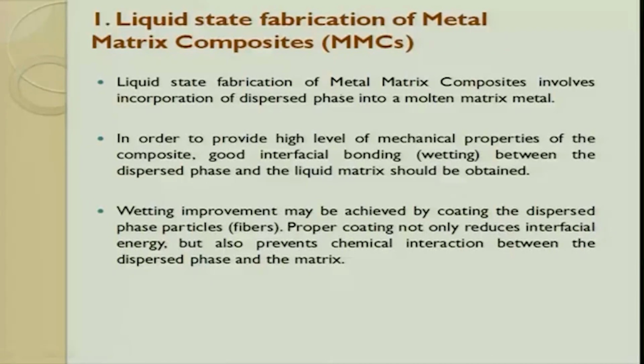In liquid state fabrication, what happens is we take a molten metal and then disperse a phase into the molten metal. It's like you have a molten liquid, let's take water, and then you have NaCl. You just throw NaCl into water. In this case NaCl dissolves, but assume that it does not dissolve. It gets mixed into the water, and assume that you put it inside a freezer. You freeze it. When you freeze it, all these dispersed particles stay wherever they are, and the matrix gets frozen, and then you get the composite.